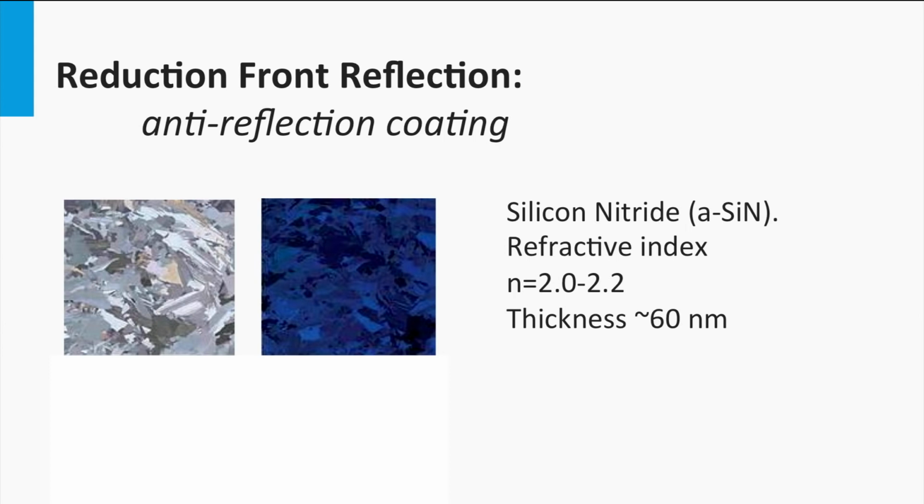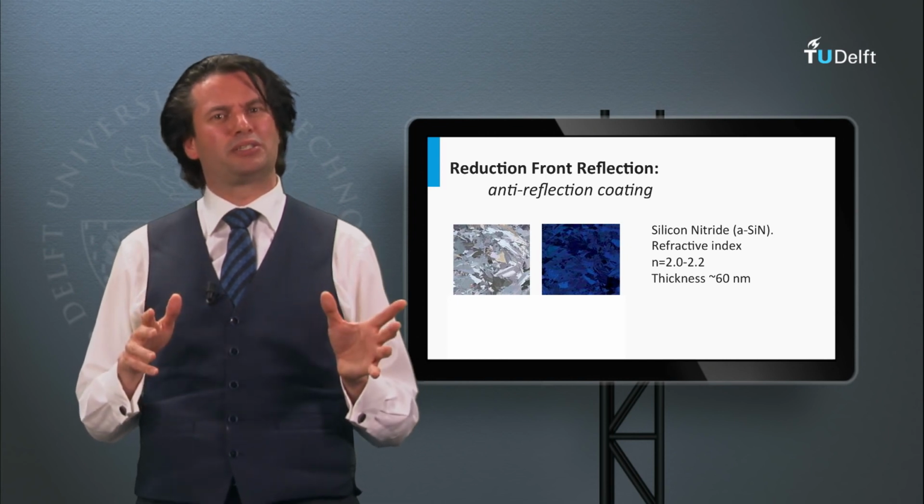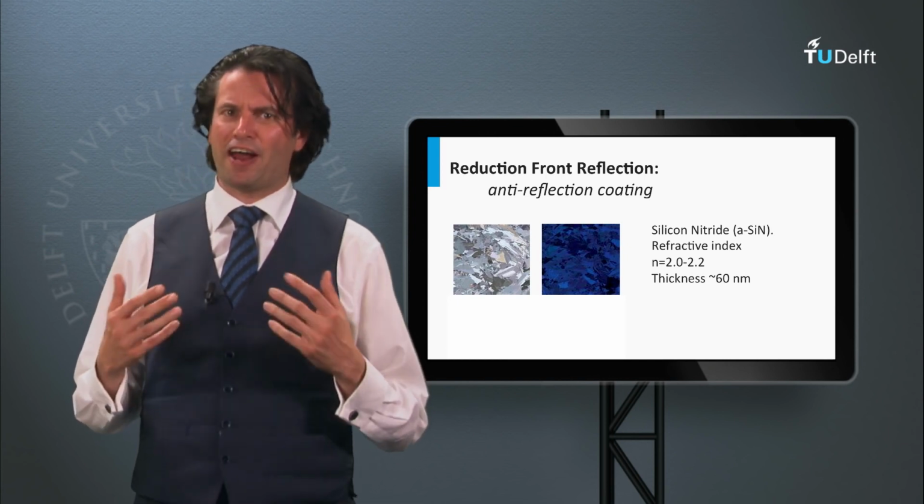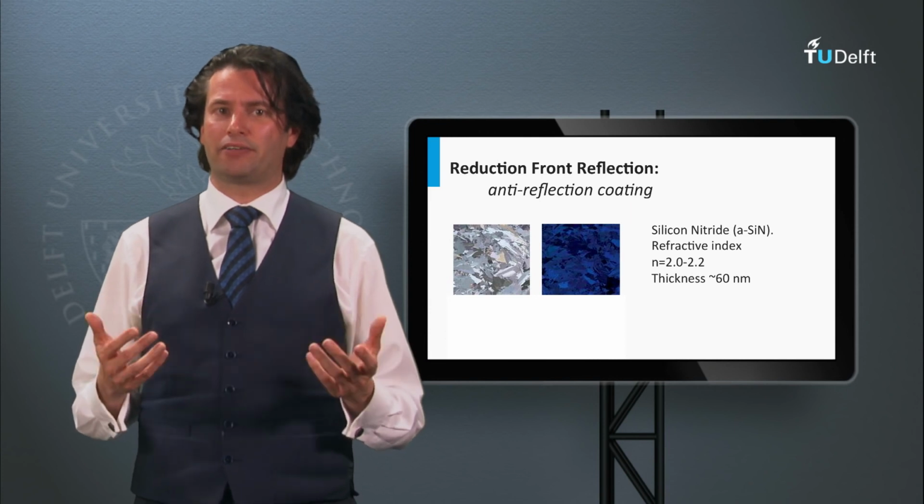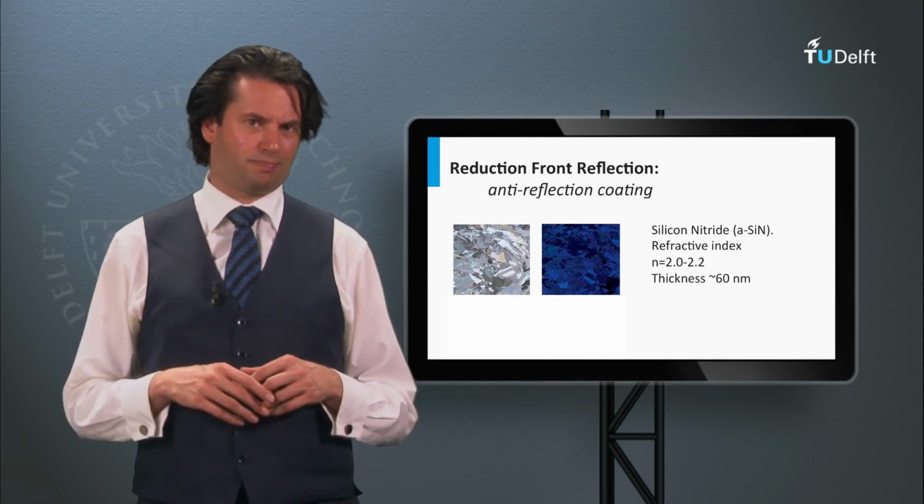Note that the surface of the solar cell looks a bit bluish. This shows that the reflection of blue light by the silicon nitride is larger than for the other wavelengths.